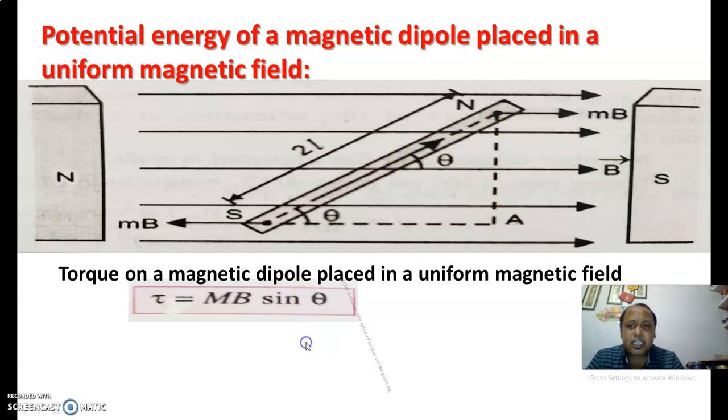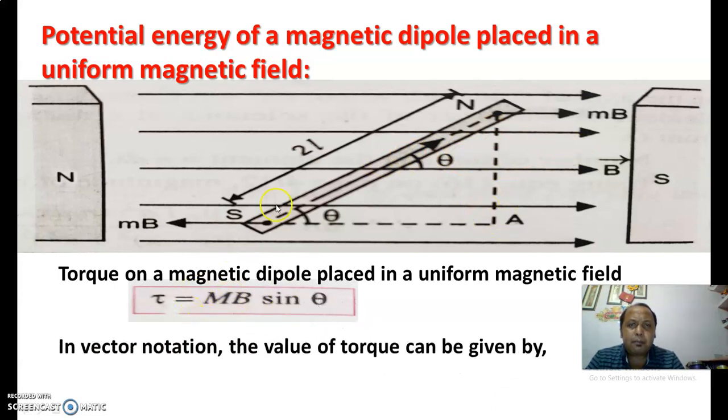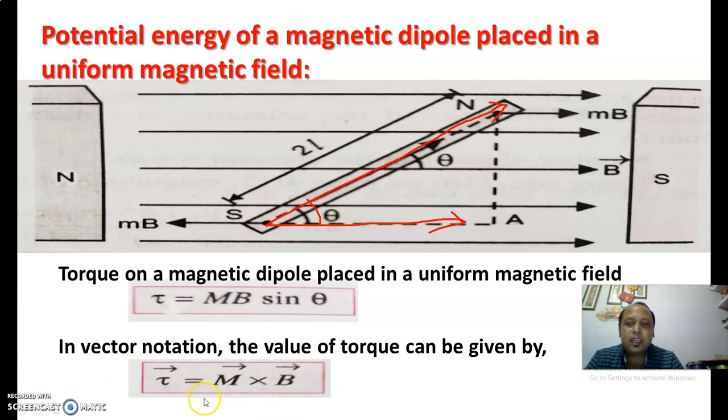So, in vector notation, you can see here m is along the axis here. This is a direction in which m is, I am showing it by red ink here, you can see. This is the direction of the magnetic dipole moment, and the direction of the magnetic field is here, which makes an angle of theta. So if the angle is theta, then mB sine theta in vector notation can be written as m cross B. So in vector notation, the value of torque will be m cross B. Tau is equal to m cross B. So I hope the value of torque is clear.